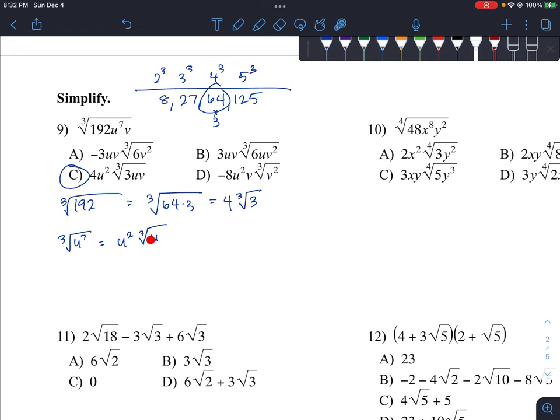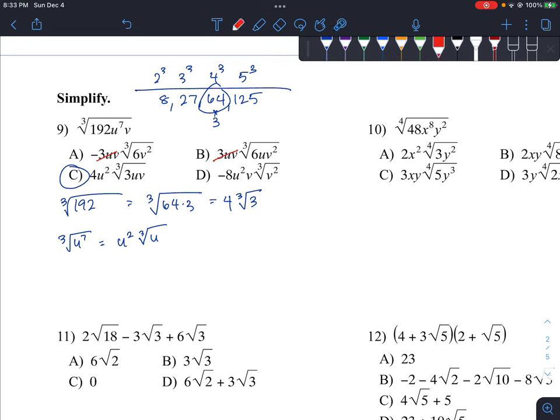So that means on the outside I should have a u squared. So it can't be this one right here. That's not a u squared. That's not a u squared. So it could have been that one or that one right there. And you can kind of see that, again, C is our only option because there's a u left over on the inside. This one does not have that.